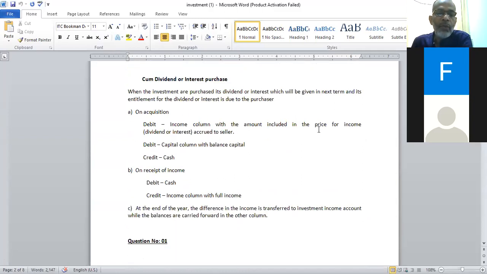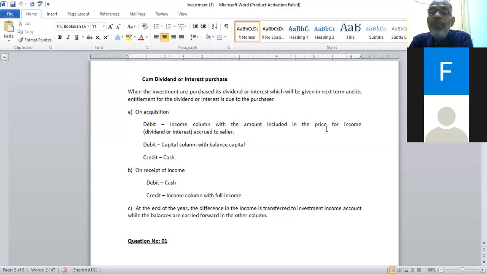Look at here. Investment is the asset of the organization or individual person that should be debited in the investment account, because that is the asset. At the same time, we have to credit which account? Cash account. Normally, investment account debit, cash account credit. That is the arrangement for an investment account.